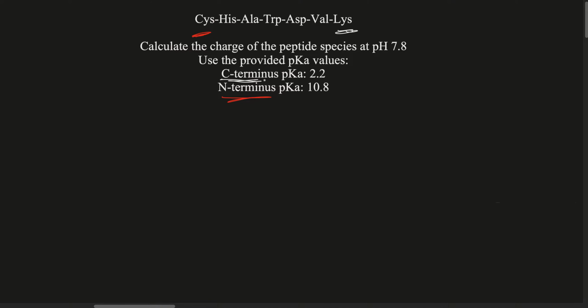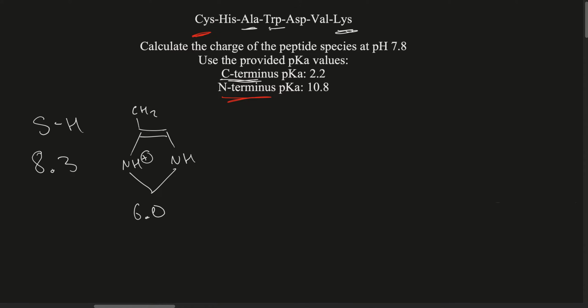Now, we also have to find out the pKa's of each of these R groups. So for cysteine, for example, we have a thiol group, and the pKa of that is 8.3. For histidine, we have a carbon followed by an imidazole group. In this imidazole group, when it's protonated, it has a positive charge on it, but meanwhile, in cysteine, when it's protonated, it does not. And the pKa for this is 6.0. Now, alanine does not have an acidic hydrogen, neither does tryptophan, but aspartic acid does. Aspartic acid does have a carboxyl group on it, and the pKa for this is 3.9.